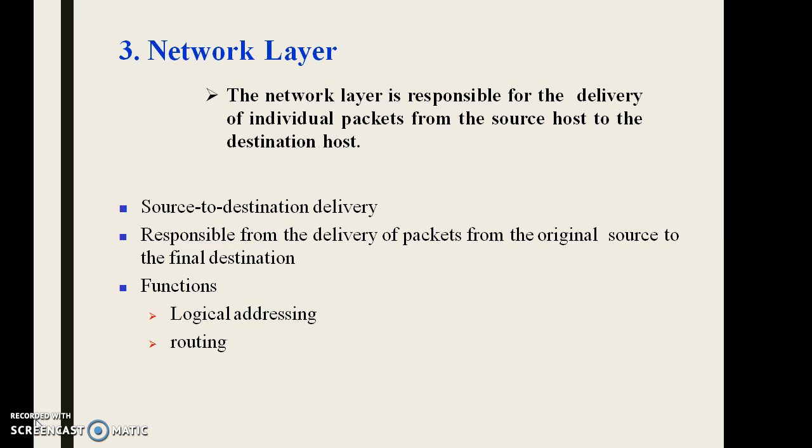This layer ensures the successful delivery of a packet to the destination node. To perform this, it has to choose a route. This layer is responsible for logical addressing. This logical addressing adds a header to the packet coming from the upper layer that includes the source and destination address, that is, the logical address of the sender and receiver.